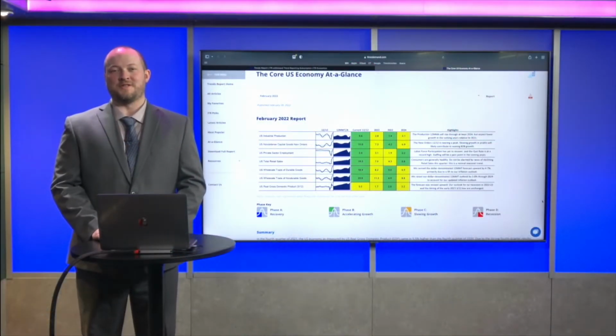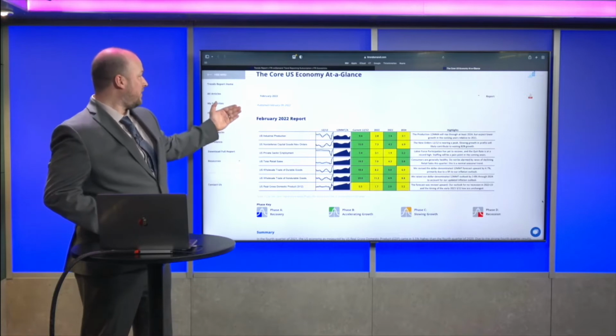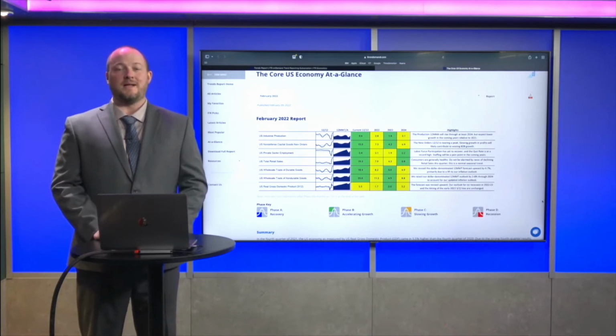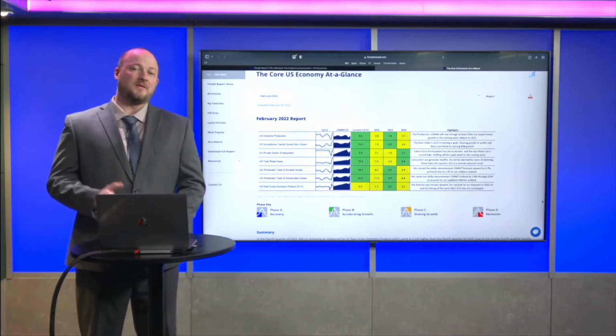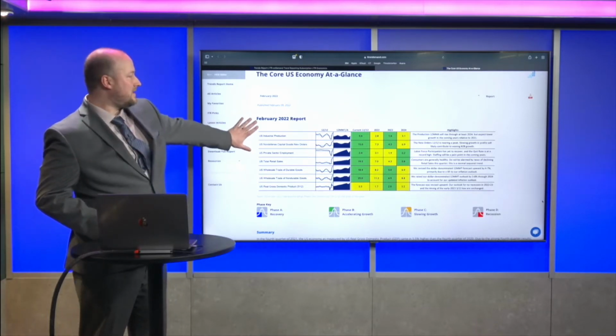I'm the Director of Research and Development here at ITR Economics, and I'm here today to explain one of our most important products, the Core at a Glance: how you can use it, why it's important, and also some of the most frequent questions we get about this really important tool. So first of all, what is it and why is it important?